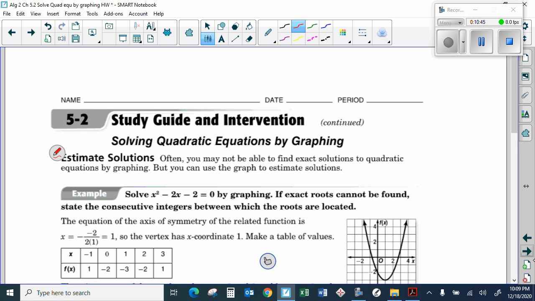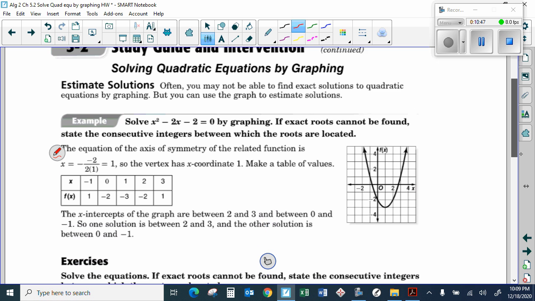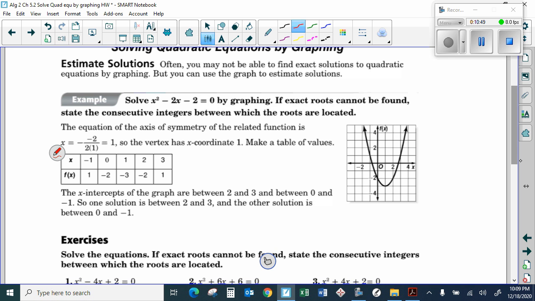Solve quadratics by graphing again. This time, if exact roots cannot be found, state the consecutive integers between which the roots are located. So again, my general shape is y equals x squared. It's telling me it's going to shift left or right and up or down as well. So it's not the origin, so it's not a parent function.